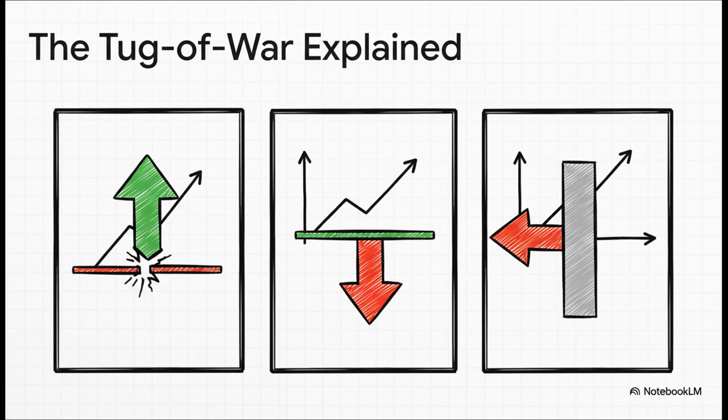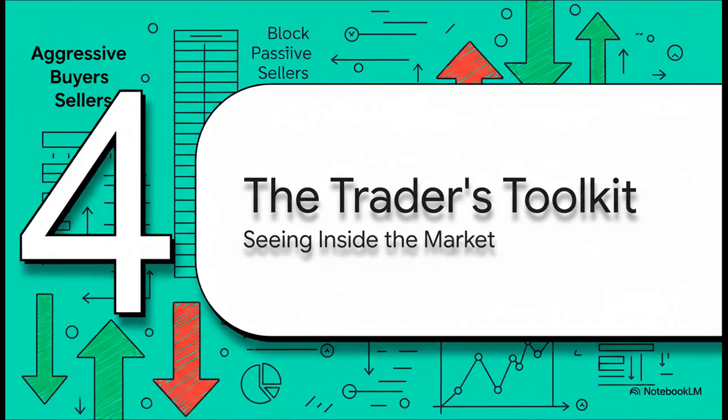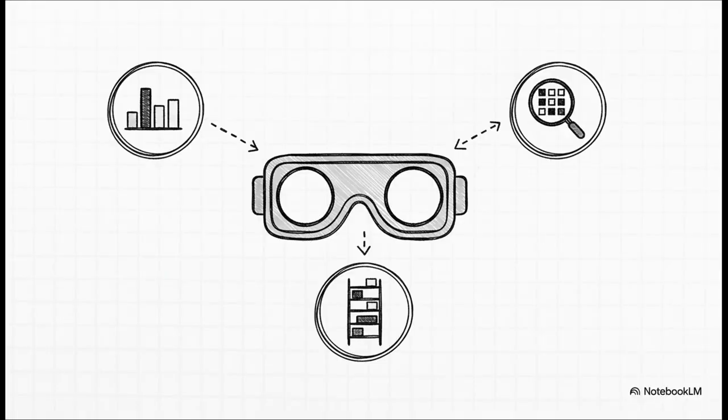It's a temporary truce. Okay, so this all sounds great, but if this whole battle is happening behind the scenes, kind of invisible on a normal chart, how in the world do we actually watch it? Well, let's open up the special toolkit that traders use to see inside the market. These are the big three. Don't think of them as complicated charts. Think of them as different pairs of X-ray goggles. Each one gives you a totally unique view of that hidden battle we've been talking about.